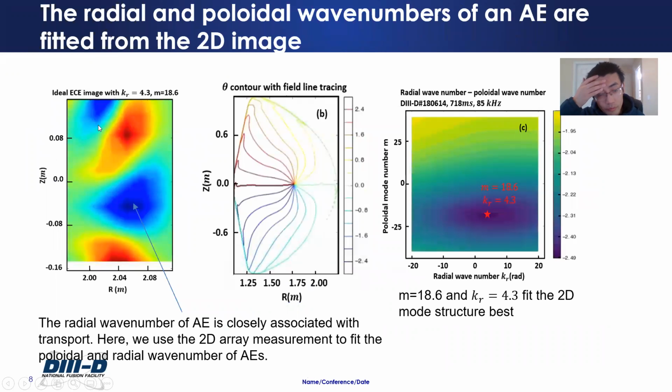And the radial mode structure of the alpha angle mode is very important because it's associated with transport. So from the 2D image, we can develop an algorithm that can extract this information by combining the straight field line coordinates of the tokamak and the array measurement at each channel, and fit the best possible poloidal mode number and radial wave number of an alpha angle mode.